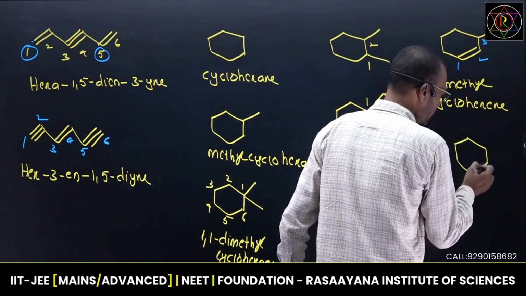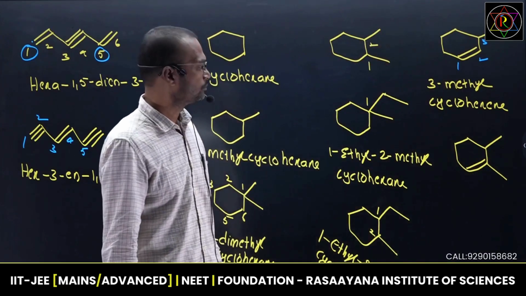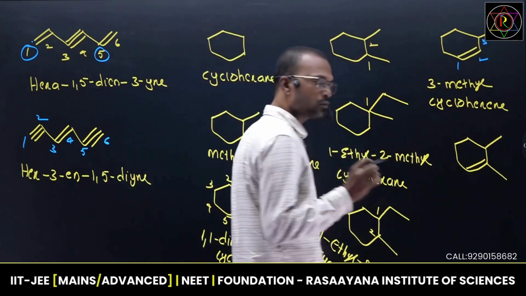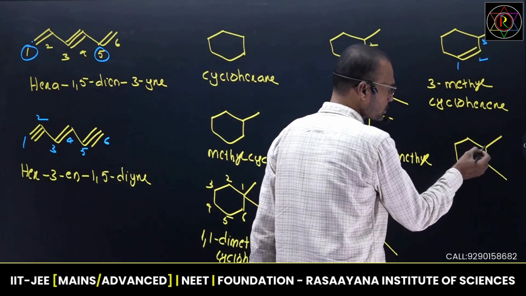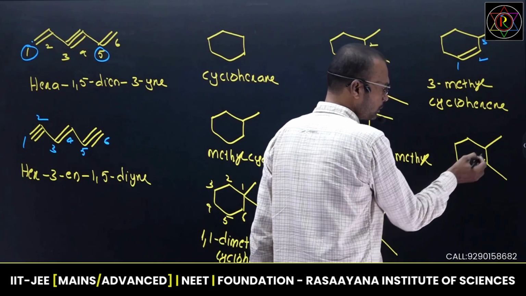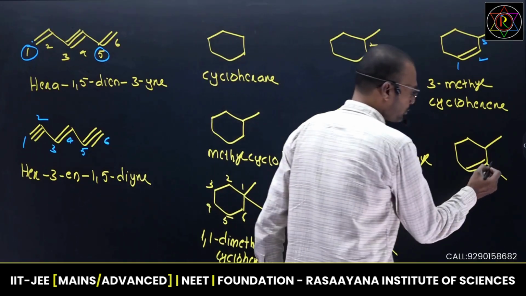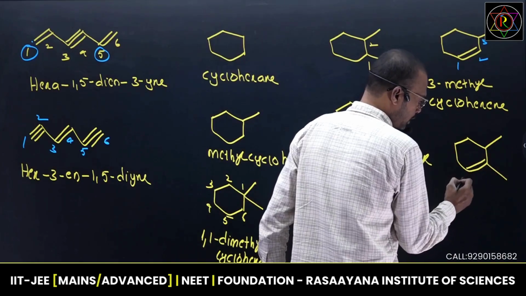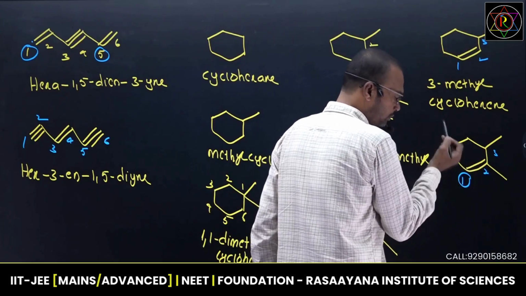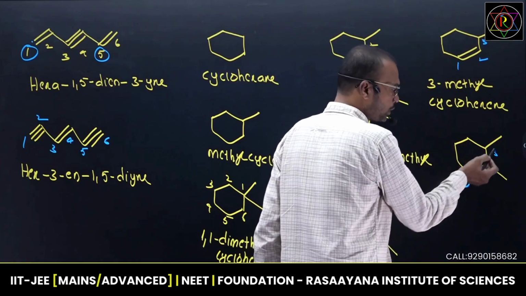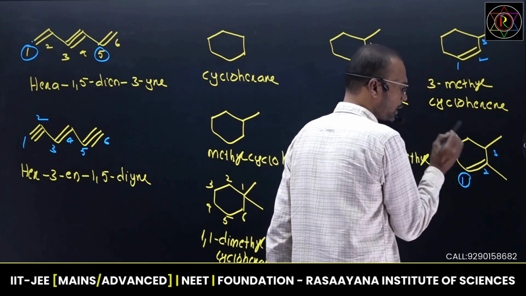Suppose this is a double bond, this is a substitution, and this is methyl. From where will you give numbering? First you need to complete the double bond with the two lowest numbers. If I start numbering from here, 1, 2, 3, 4, 5, 6, the 1 comes from the double bond, but 6 comes from the substitution. If I start numbering from the other side, the double bond always carries 1, that's okay, but the substitutions carry 2 and 3. The first substitution carries 2, the second substitution carries 3.